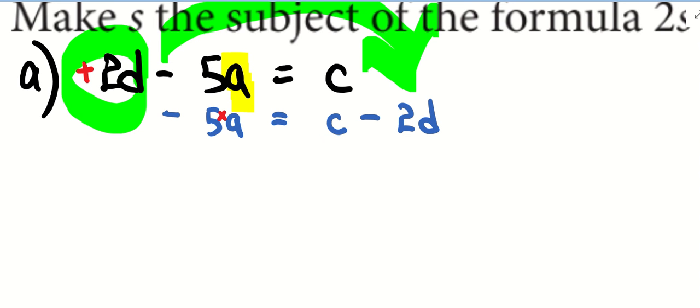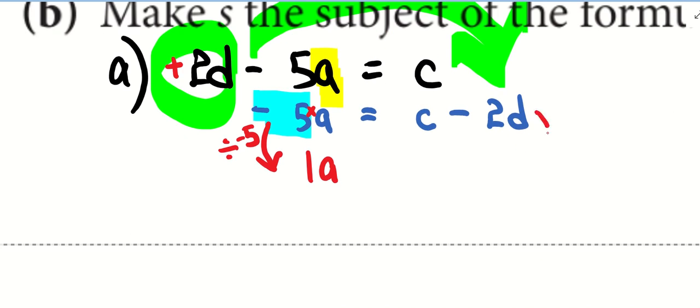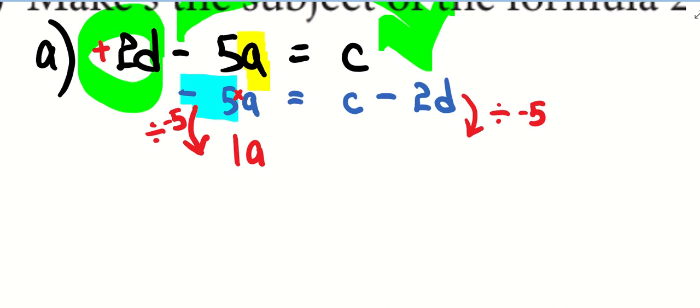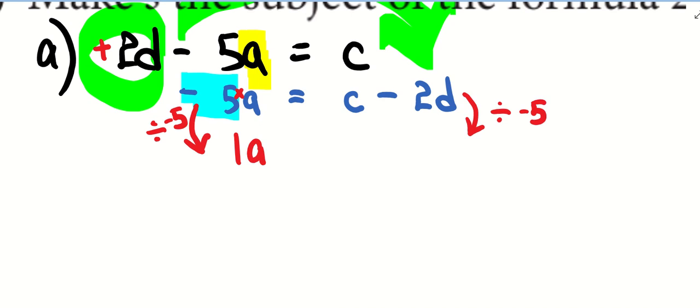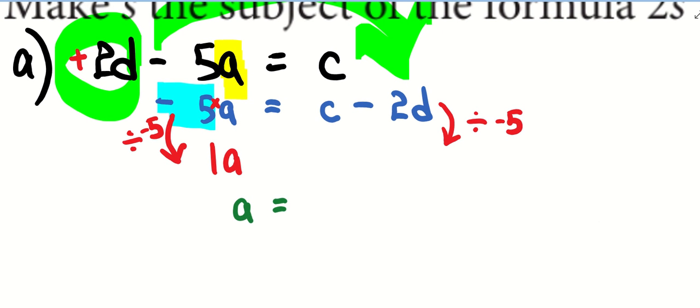Alright, so now I need to take care of the negative 5. I don't want a negative 5. Why? I want A by itself. I only want a 1A. How to get from negative 5 to 1? Not divide by 5. Divide by negative 5. So if I divide by negative 5 here, I also need to divide by negative 5 on the right-hand side. Yes, it will still be negative. Negative 5 divided by negative 5, you can press your calculator, you get a positive 1.